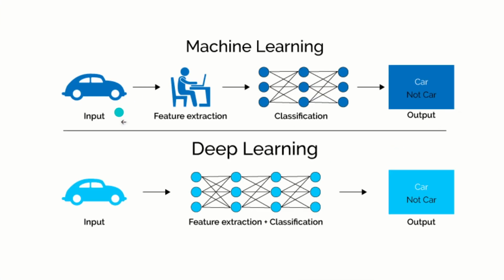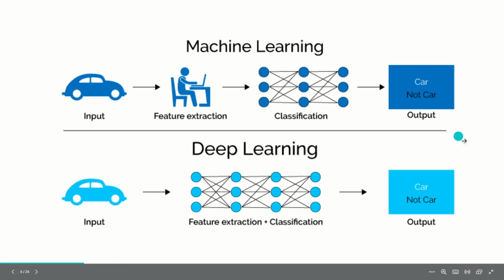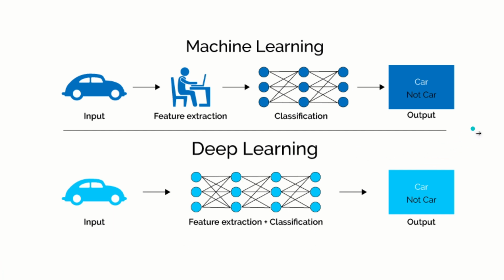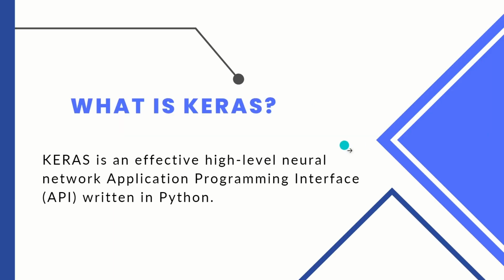If you want to represent machine learning pictorially, you have an input, and you have to manually do the feature extraction. The system will do classification for you and the output will be given. Whereas in deep learning, you just have to give the input. Feature extraction will be done by the model itself, by the neural network, and then classification as well, and then you get the output. So that is how machine learning and deep learning are different, or how deep learning is more enhanced.